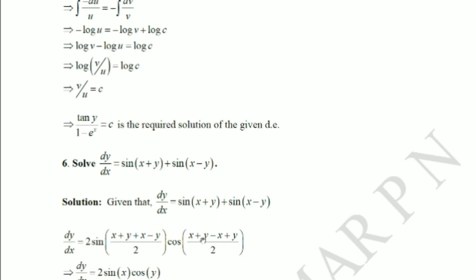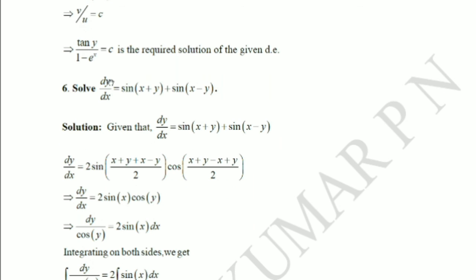Now let us see another problem. Now this is dy by dx equal to sine of x plus y plus sine of x minus y. Here it is not possible to straight away separate the variable because two variables, their sum is present in the angle, here difference is present in the angle. So whenever problems of this form comes, sine minus sine, sine plus sine, cos minus cos, cos plus cos, we have to use the trigonometric formula.